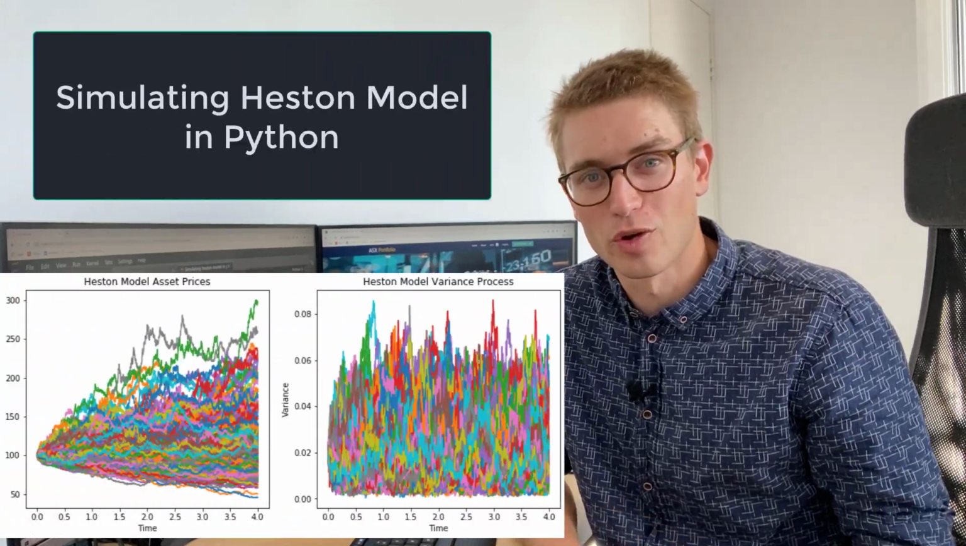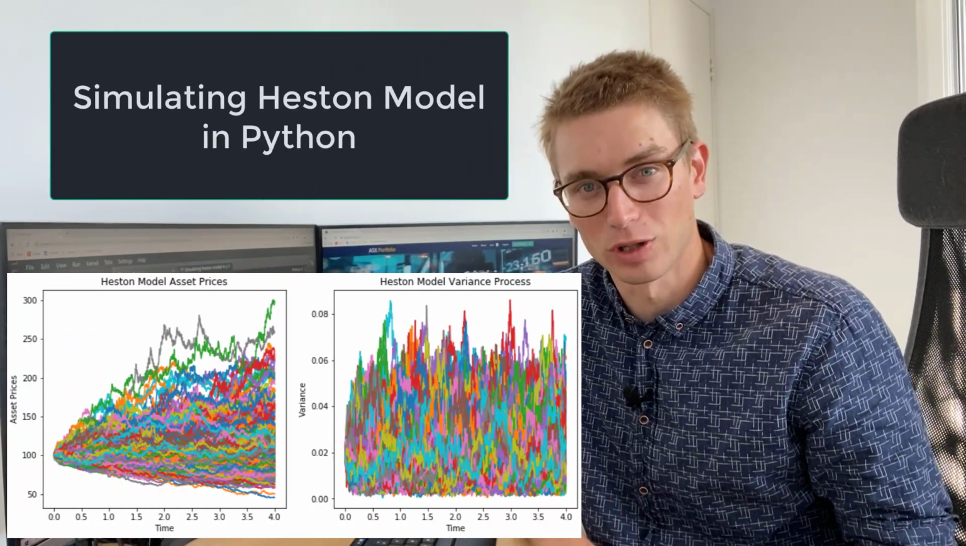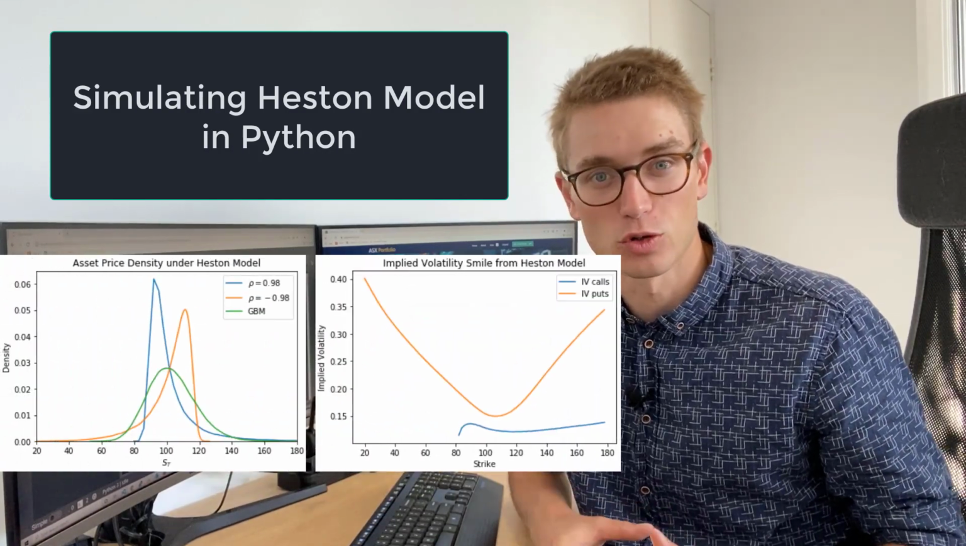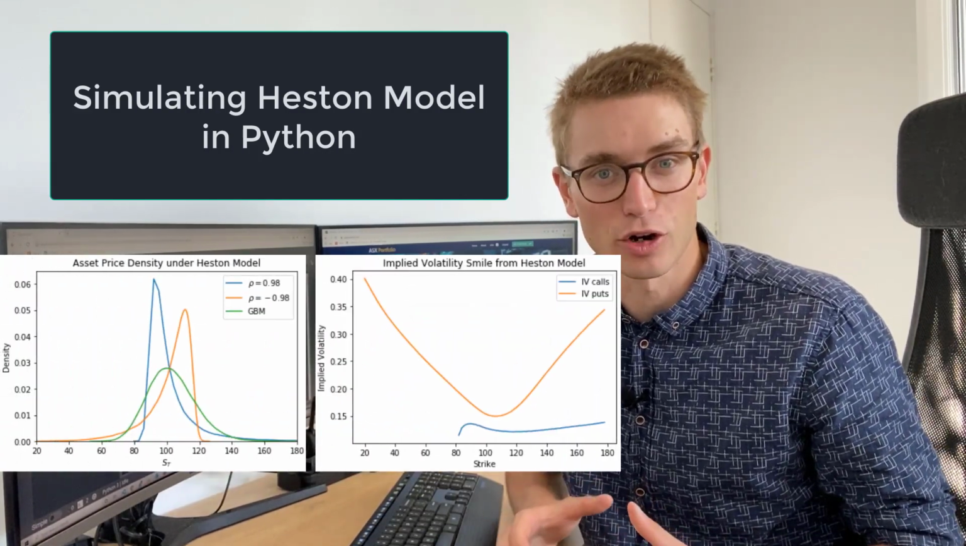Today, I'm going to be showing you how you can actually simulate the Heston model in Python. We're going to be doing this under risk-neutral dynamics, so then we can actually use this for option pricing. Here, we're not going to be coming up with the actual parameters, but in a further video, we're going to show you how you can actually calibrate the Heston model, find these parameters using real-world market option prices.